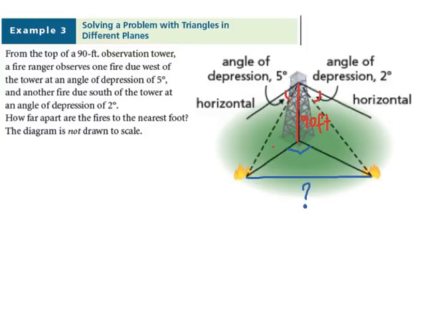If we can find the distance from the tower to one of the fires, and the distance from the tower to the other fire on the ground, then we can use Pythagoras to find the distance between the two fires.